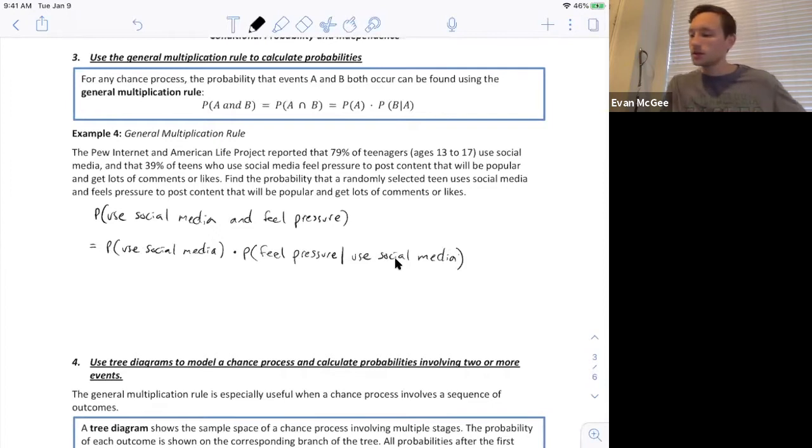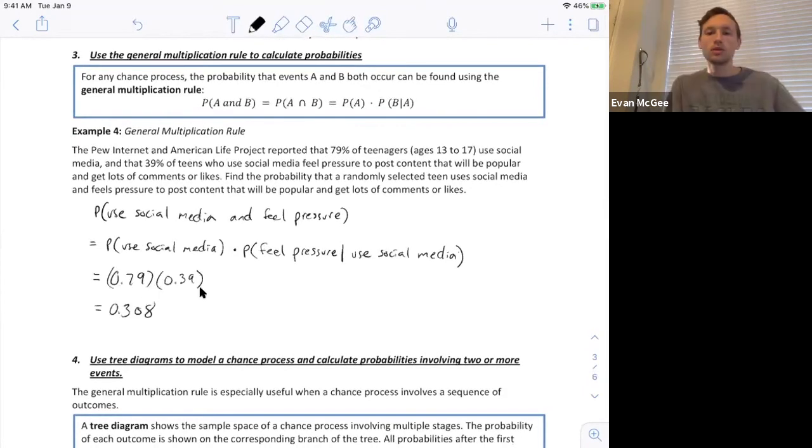And so the probability that they use social media was 0.79, and the probability that they feel pressure given that they use social media was this 0.39. So we're just going to multiply those two together. And so 0.79 times 0.39 is 0.308. So there is a 30.8% chance that they use social media and feel pressure.